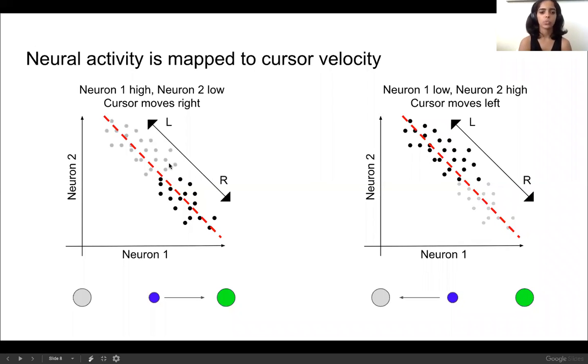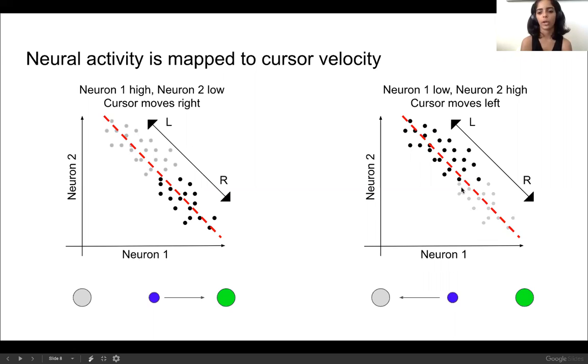In this case, what I'm going to do is map the neural activity along this intrinsic dimension. I'm going to say that when neuron one is high and neuron two is low, so all of these points highlighted in black, the cursor is going to move towards the right. So if the animal is instructed to move the cursor to this right target, then it needs to make neuron one fire at a high rate and neuron two fire at a low rate. And similarly, in the opposite direction, if neuron one is low and neuron two is high, then the cursor is going to move to the left.